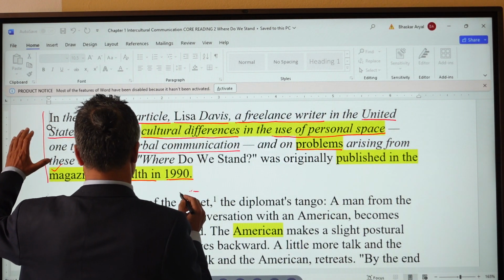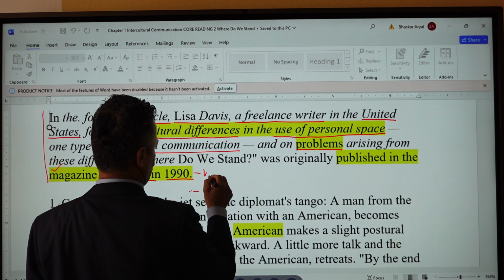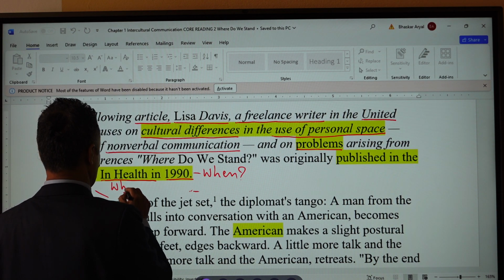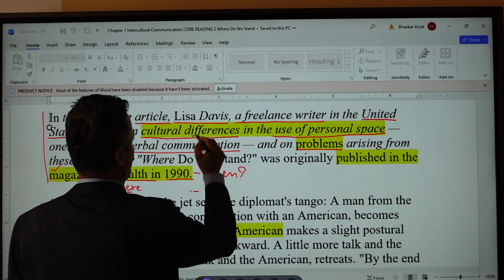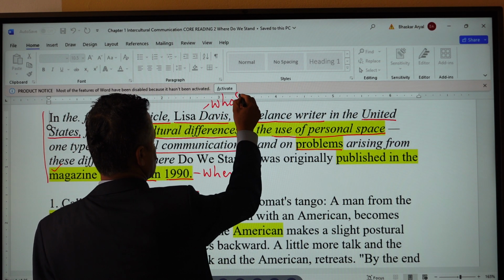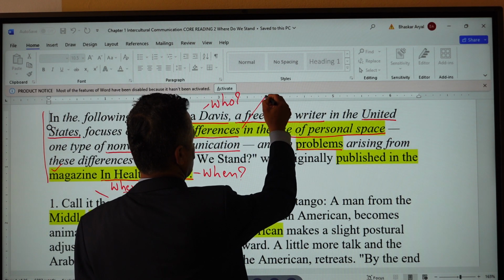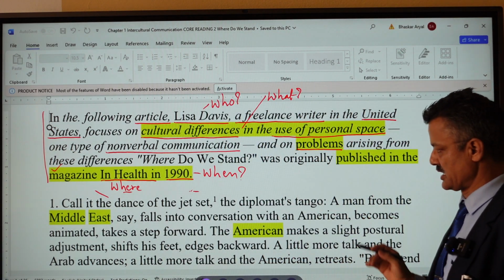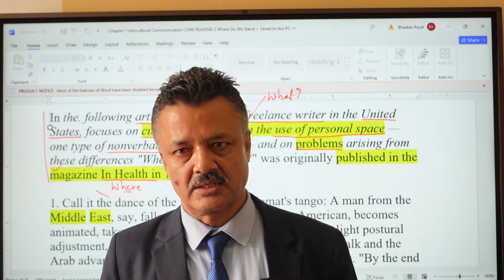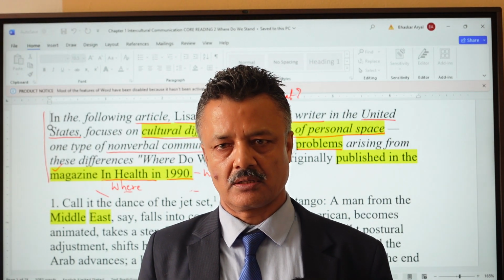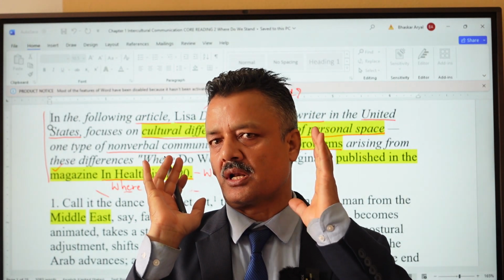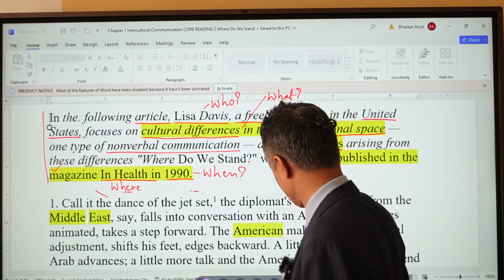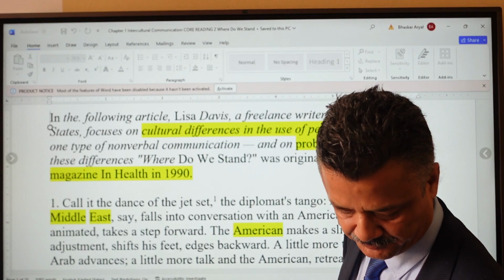So in this introduction to that reading, we know when this article was published. We also know where this article was published. Then we know who wrote this article. And then we also know what this article is about, right? So much useful information. So you should read the introduction to the article before you begin reading the article, because it prepares you mentally to expect certain kind of information as you read. Let's move ahead. Now we'll read.